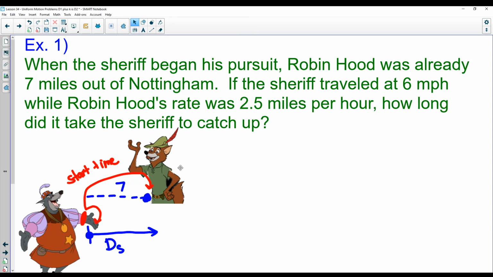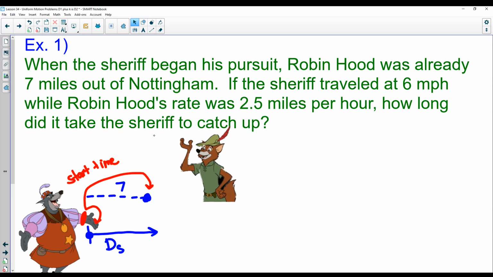Our goal is to find out how long it took the sheriff to catch up. So here's Robin Hood. Remember, he's still going about his merry way. So this is D sub R, distance Robin. And the sheriff, we need to keep drawing his line because he's eventually going to catch up. He's going to catch him right here. Stop the timer. The time ends here. So keep that in mind.